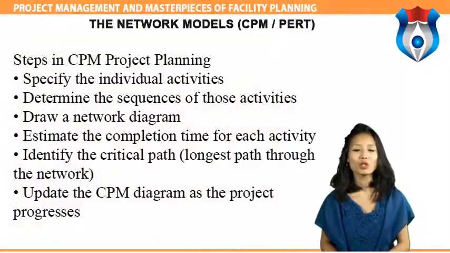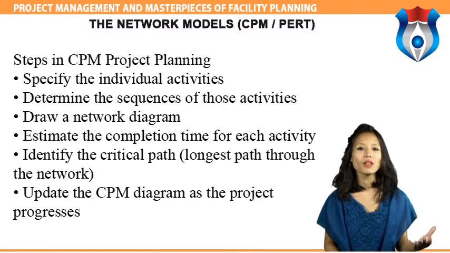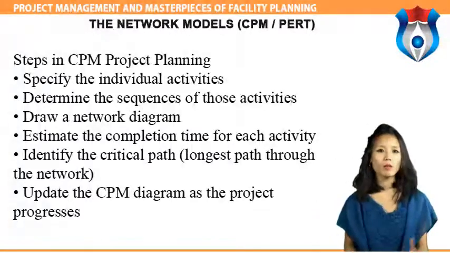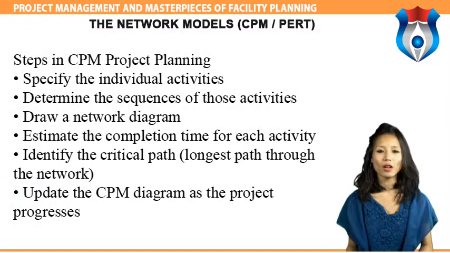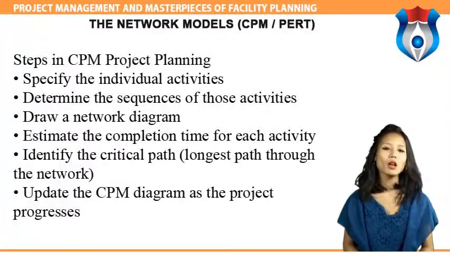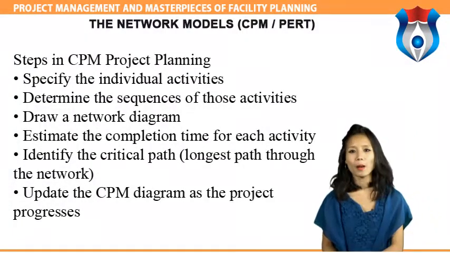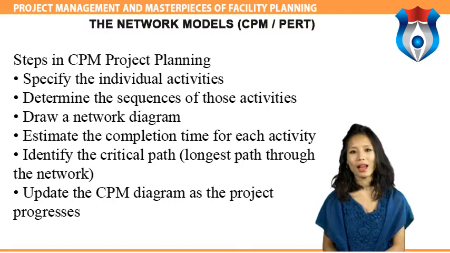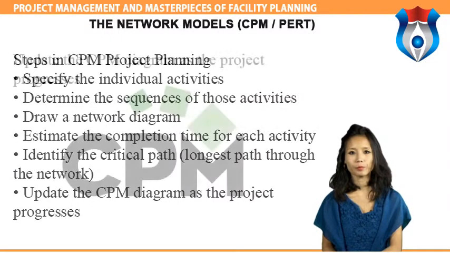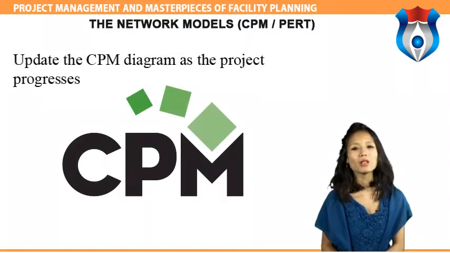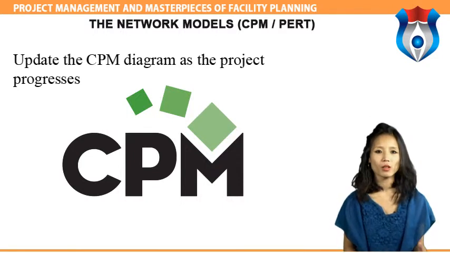Steps in CPM project planning. Specify the individual activities, determine the sequence of those activities, draw a network diagram, estimate the completion time for each activity, identify the critical path, the longest path in the network, and update the CPM diagram as the project progresses.